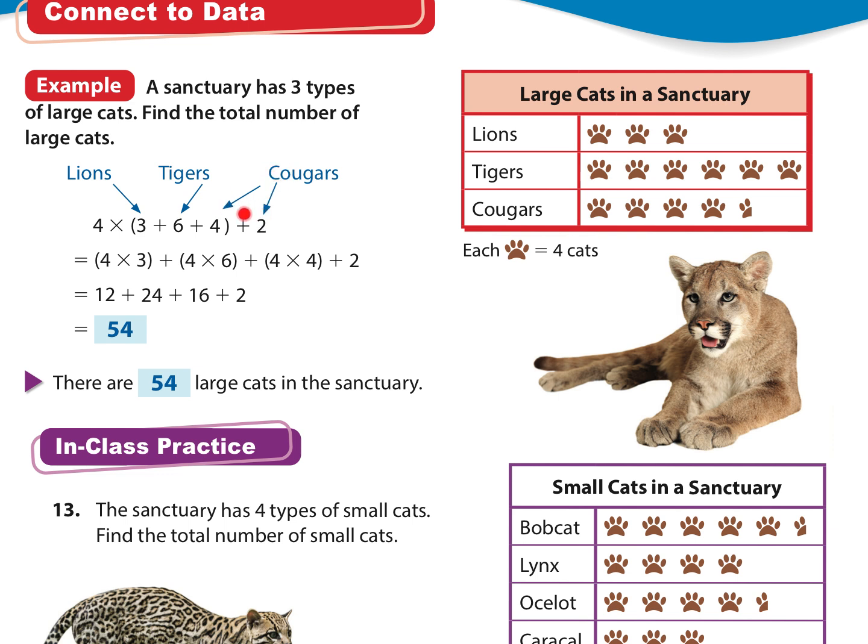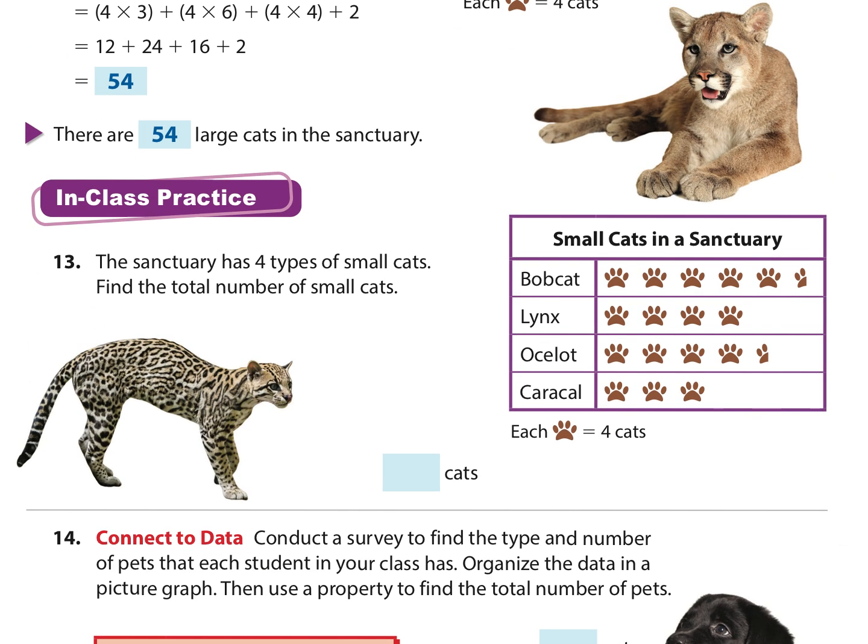Okay, why did I do this? Why did I add 2 at the end? Because there's a half. And if I know that each full paw print equals 4, that means half a paw print equals 2. Very good.